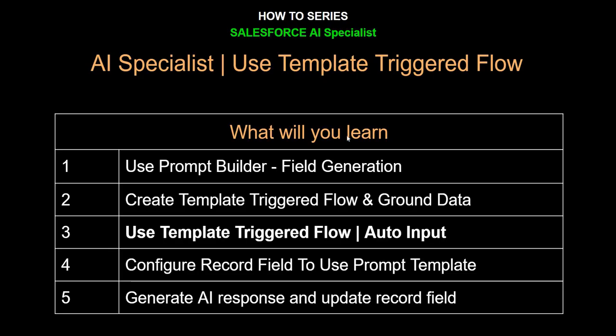And we will learn how to use prompt builder and field generation, how to create a template triggered flow and then ground the data. And this is important: a template triggered flow with the auto input option. And then we will also see how we can bind a particular field on a record page and the prompt template, something we have done in the previous implementations. We will continue that as well.